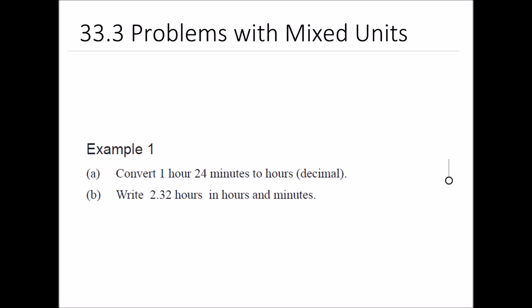The first example says convert 1 hour 24 minutes into just hours as a decimal. Now, it's not the hour at the front that's the problem. The problem is we're in minutes here. We've got to get that into a decimal. Of course, it's not 1.24. So let's just focus on the 24 minutes.